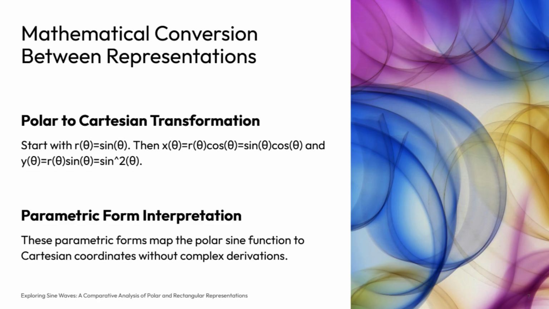It is possible to convert between polar and rectangular representations using mathematical relationships. For example, when starting from a polar function such as r(theta) = sin(theta), the rectangular coordinates can be expressed using parametric equations. These equations map the radial distance and angle into x and y coordinates. This transformation allows the same function to be analyzed in both coordinate systems without complex derivations.